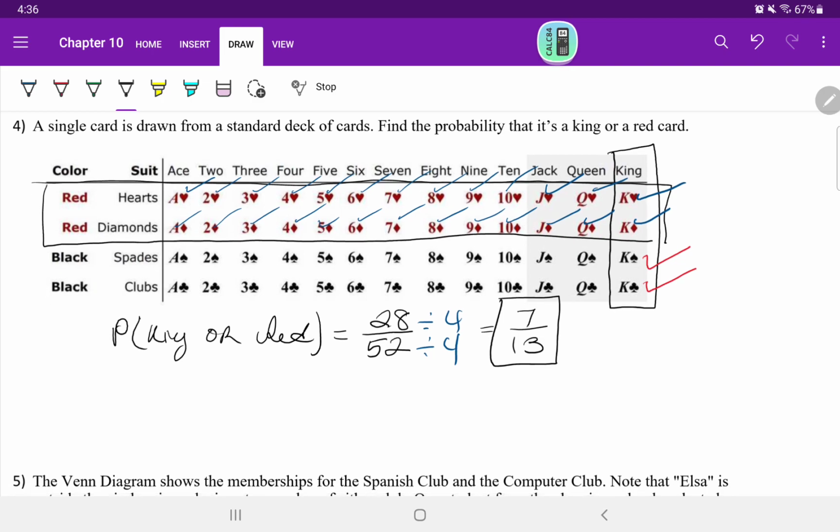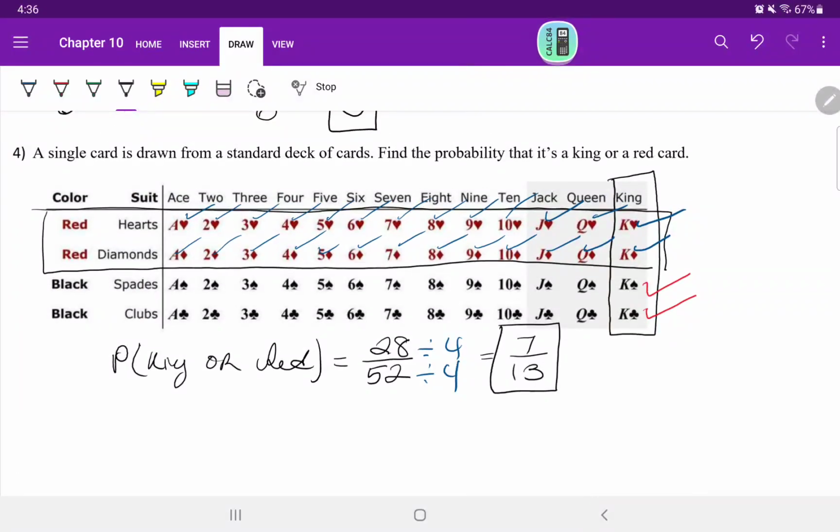We're going to use the addition rule now. And I'm going to write the addition rule right here. The probability of A or B equals the probability of A plus the probability of B minus the probability of A and B. And once again, we know we're using the addition rule because of the word or that is present.